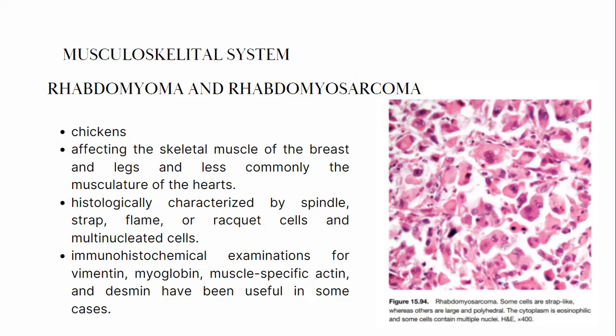They are usually histologically characterized by spindle, crack, flame, or bracket cells, and multinucleated cells. For immunohistochemical examinations, vimentin, myoglobin, specific actin, and desmin have been useful in some cases. So in this figure, it is a rhabdomyosarcoma. Some cells are strap-like, whereas others are large and polyhedral. The cytoplasm is eosinophilic and some cells contain multiple nuclei.